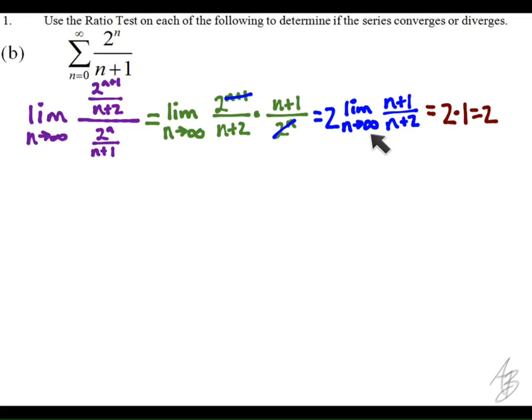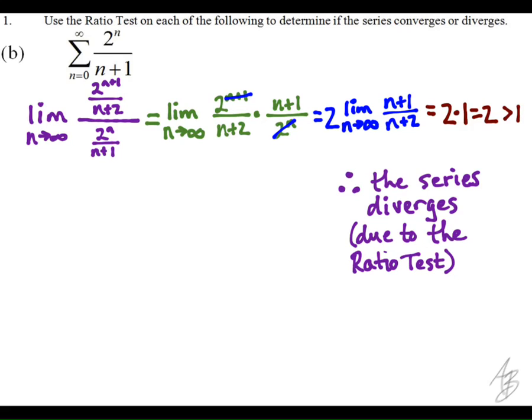Again, we could evaluate this limit in a variety of ways. L'Hopital's rule would be a good one, or if we multiply the top and the bottom by 1 over n, we'll write it in a fashion that we can evaluate it. Either way, we end up getting 2 for the limit of the ratios, and since that is greater than 1, according to the ratio test, the series is going to diverge.